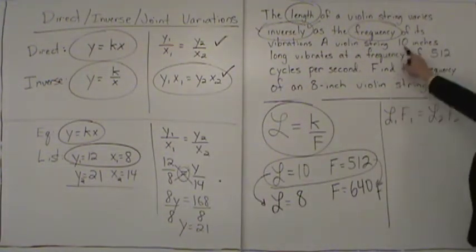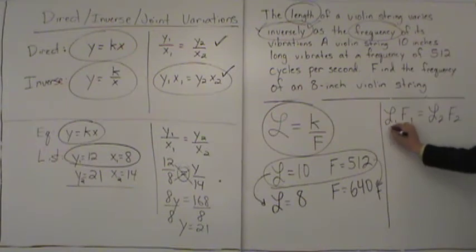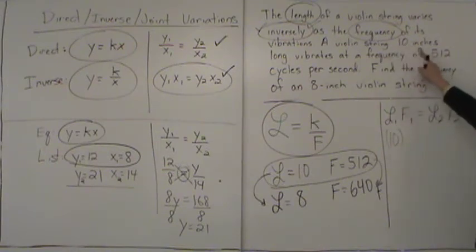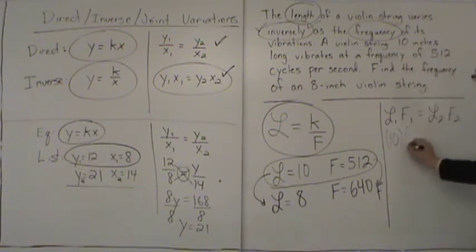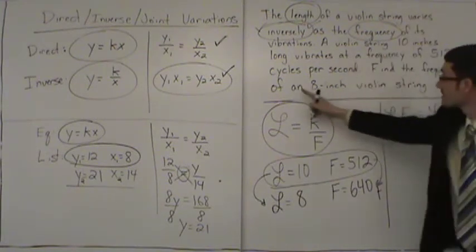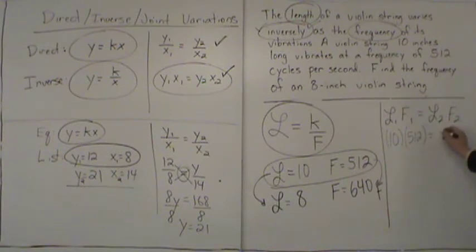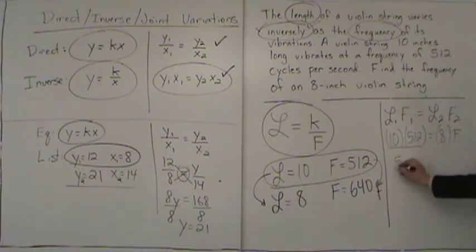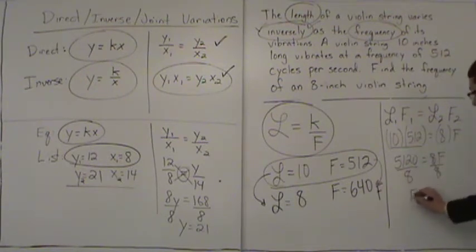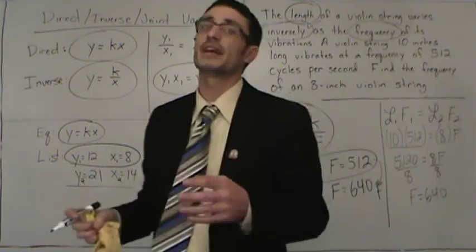Now, what is the first length? The first length is 10. We can say 10 times the frequency, 512, is equal to, find the frequency of an 8-inch violin string, so the length is 8. And we don't know the frequency. Now, F2, we can just write it as F. That's fine. 10 times 512 is 5,120 equals 8F. And what do we do? Simply divide by 8, divide by 8. And we have F equals 640.